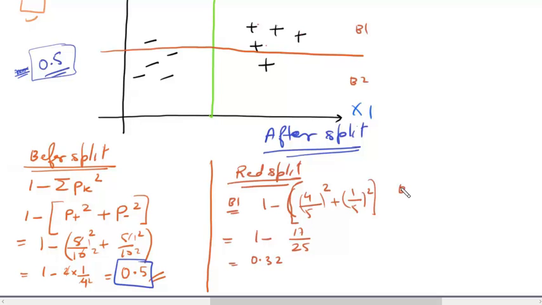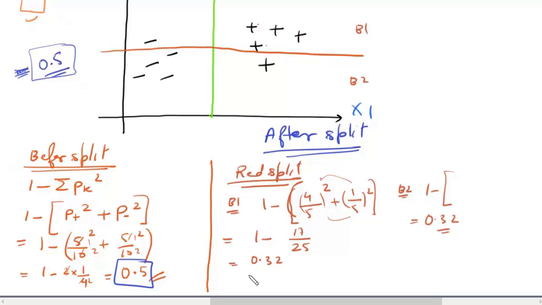Similarly, I will calculate the Gini index in bucket 2. Let me quickly do this. I have 1 plus and 1, 2, 3, 4 minus. This is similar, so I'll get a similar answer because the proportions interchange here. So I think I'll get the same answer here, 0.32. So this is the Gini index in bucket 1 after the red split, and this is the Gini index in bucket 2 after the red split.